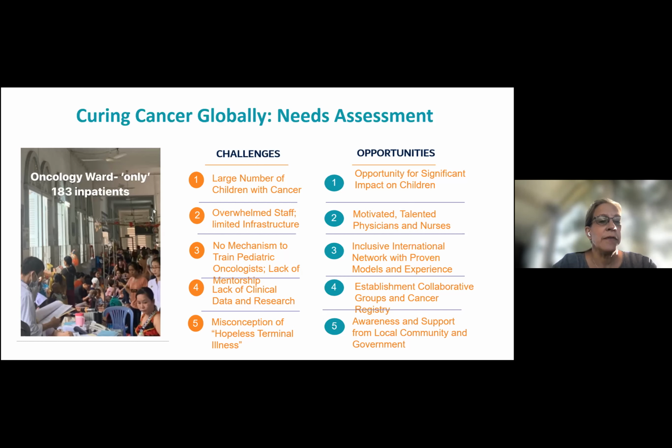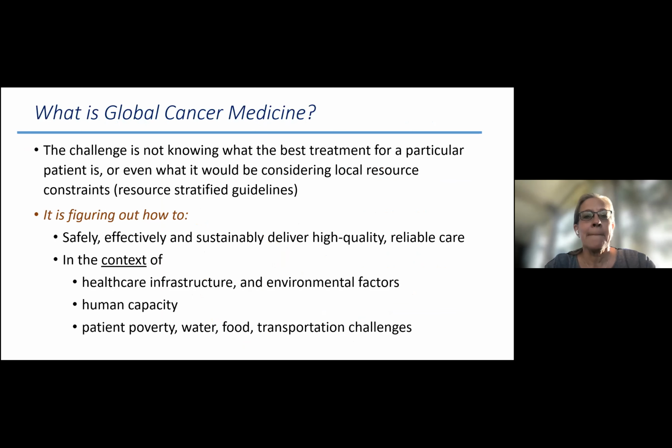This is a picture of the ward at City Children's Hospital number 2. It was a fairly quiet day with only 183 patients on the Heme Onc ward. I think it's notable that they only have 120 beds, and so it's generally quite crowded there.